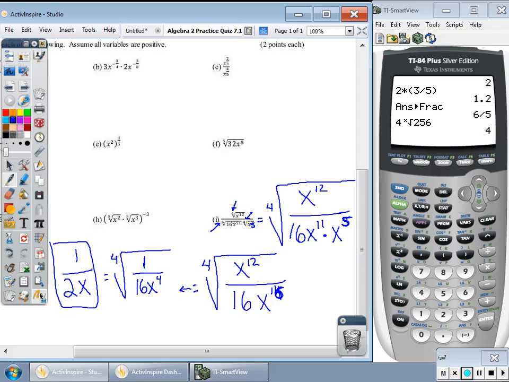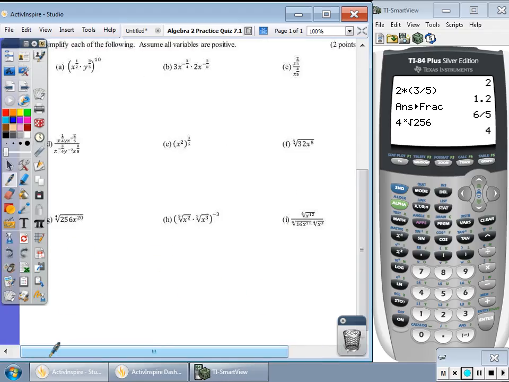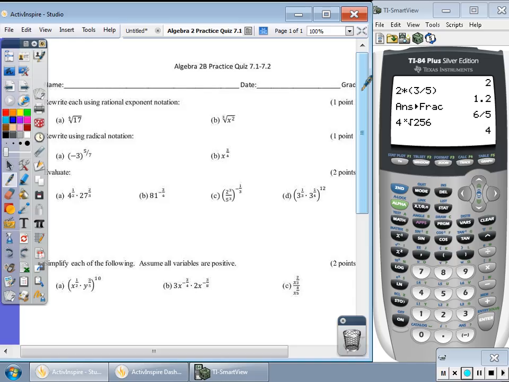Again, from this last section, there's 9 questions. You're going to be able to choose 6 of these. Everything else is pretty much good to go.